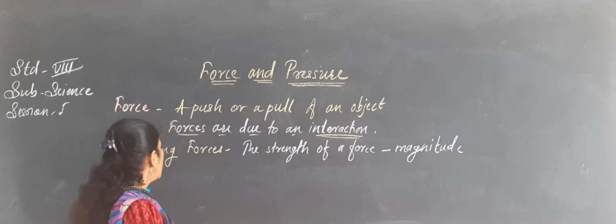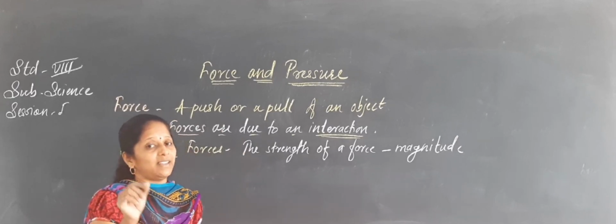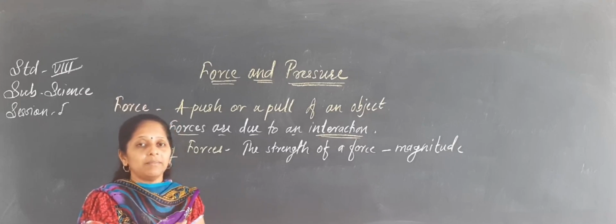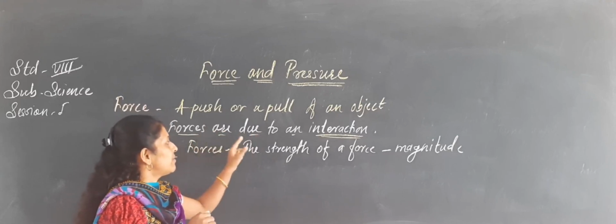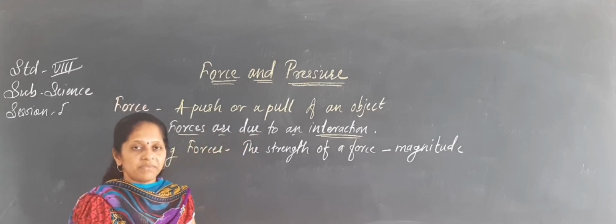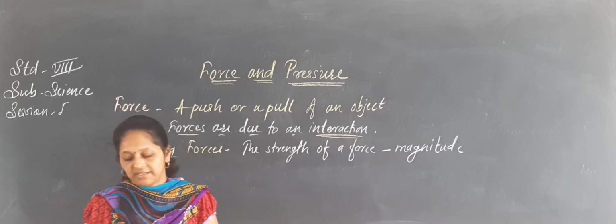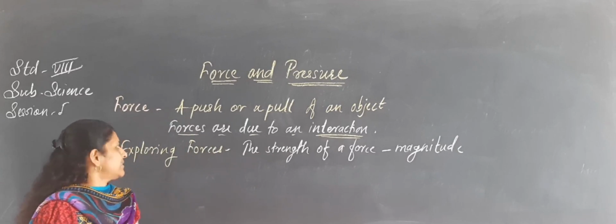So this is about how forces are due to an interaction. Forces take place when two objects come in contact and there is an interaction between them. Only then is there force. So force is there when we observe an interaction between two objects. Next is exploring forces.